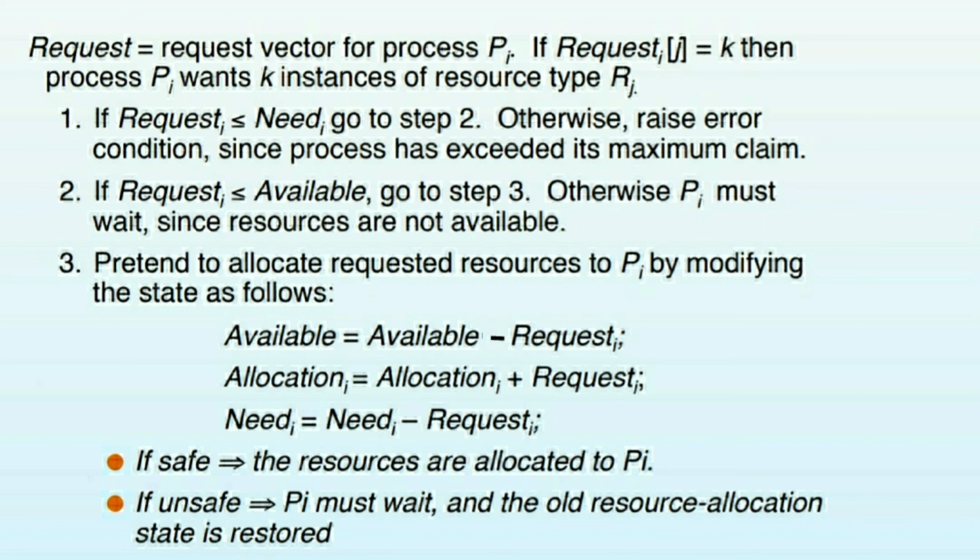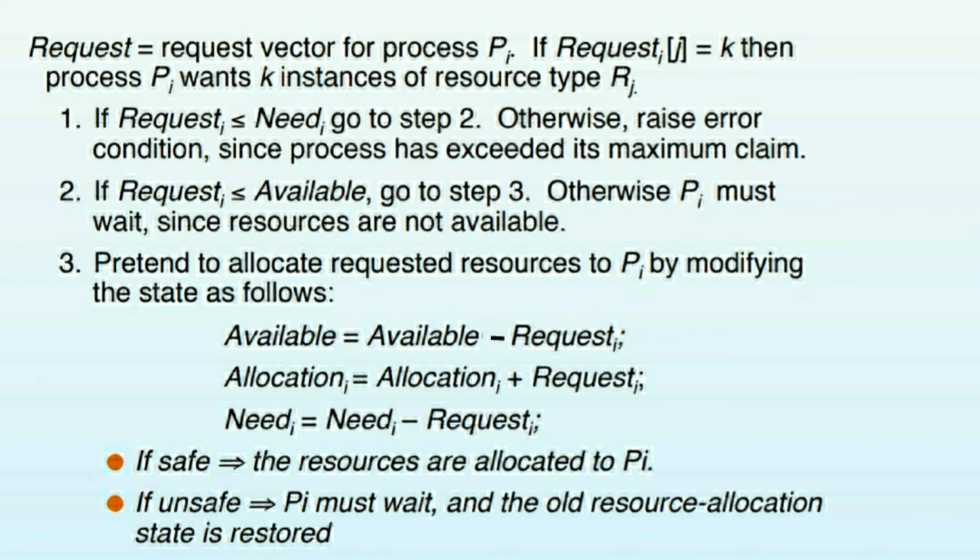Whenever a process requests more resources, first we have to check whether the request of that process is less than or equal to the need of that process. Then go to step 2, otherwise raise an error. Now step 2: if the request of that process is less than or equal to the overall available, then go to step 3, otherwise the process must wait since resources are not available.